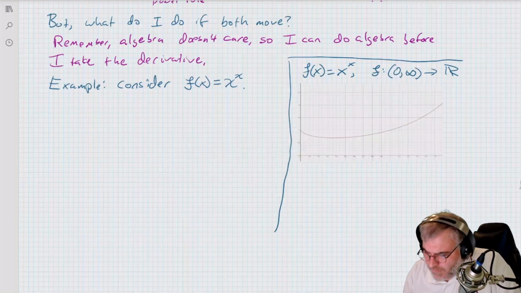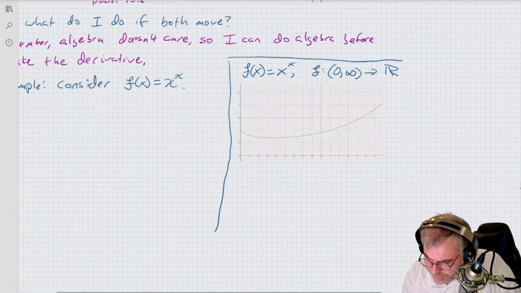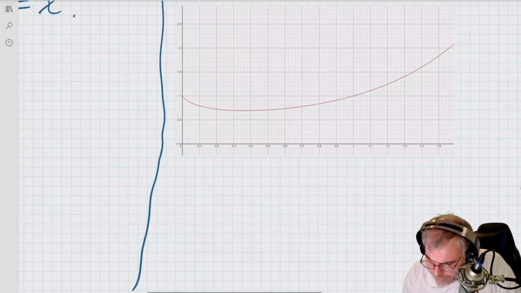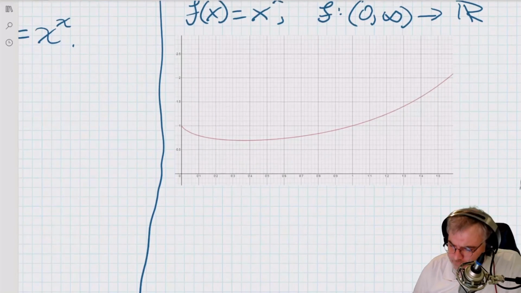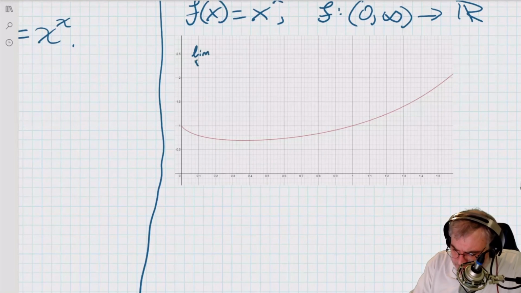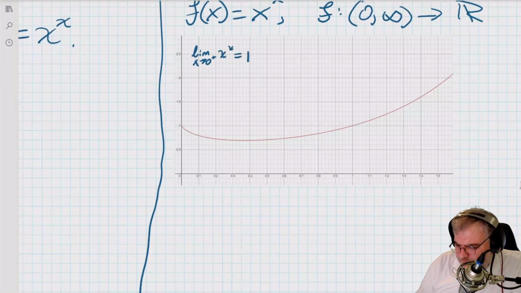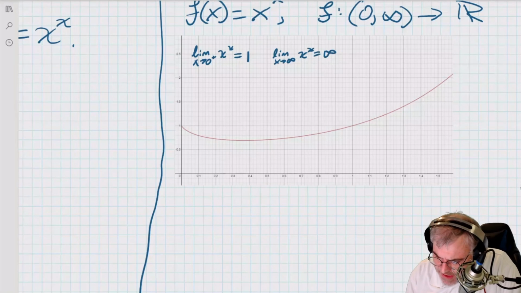All right. The first thing that's kind of cool about this function is what happens as I approach 0. The limit as x goes to 0 from the right of x to the x equals 1. And the limit as x goes to infinity of x to the x equals infinity. Now, it has a minimum at a very interesting place.